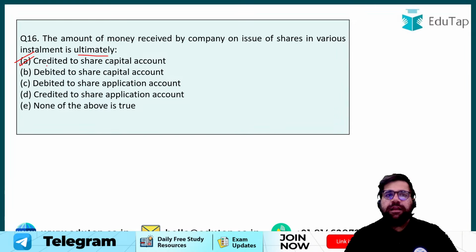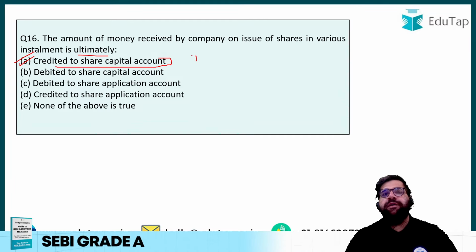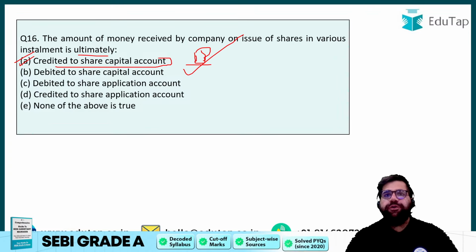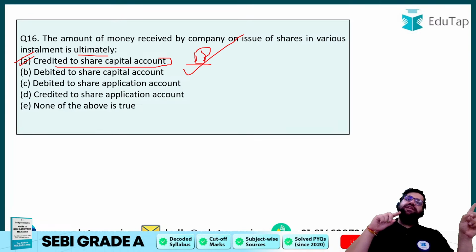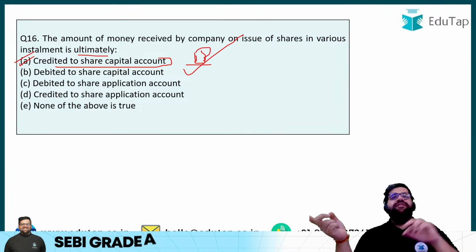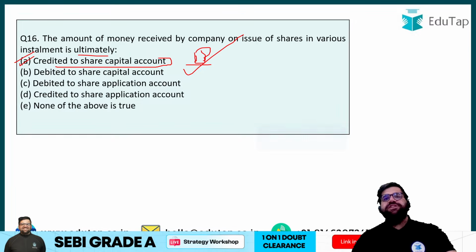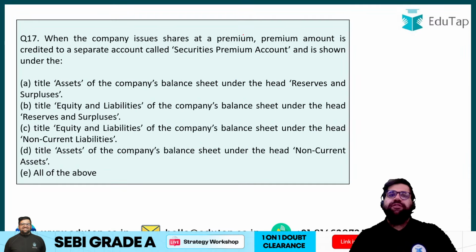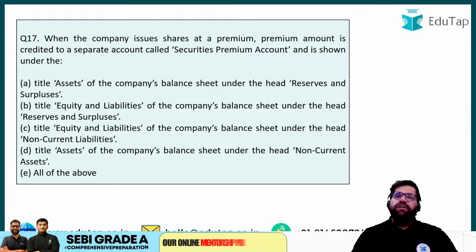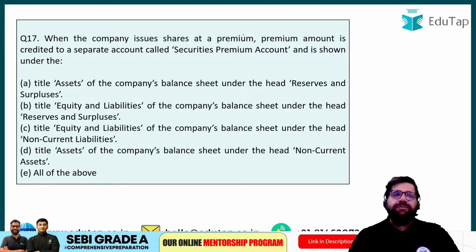Remember, share capital account is credited and which particular account will be debited? Bank, because the entire money will go into your bank account only. So ultimately one account is getting debited and the second account is getting credited. Bank debit to share capital is what the situation will be once you complete all the different entries related to share capital. Question number 17.